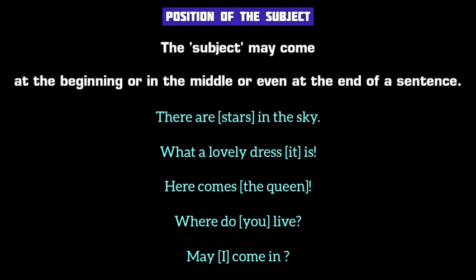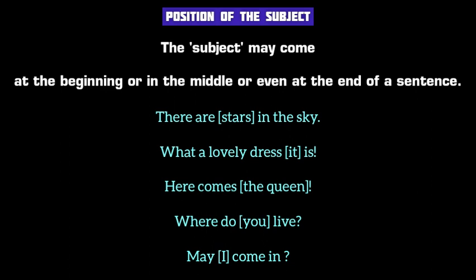So we see that the subject of a sentence usually comes at the beginning of a sentence, but it may also come in the middle or at the end of a sentence. For example, in the first sentence, there are stars in the sky. Stars is the subject of the sentence and it's in the middle of the sentence. In the second sentence, what a lovely dress it is. The subject is it and it's in the middle of the sentence. And then here comes the queen. In this sentence, the queen is the subject of the sentence coming at the end of the sentence.